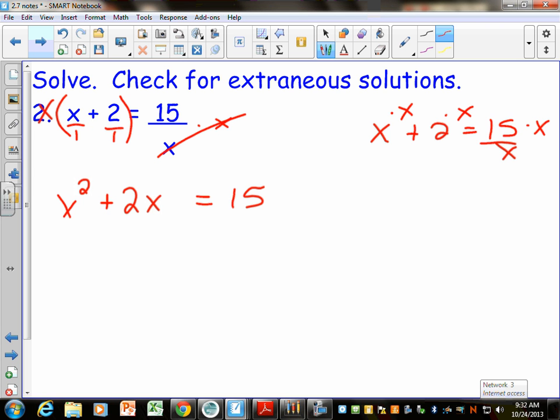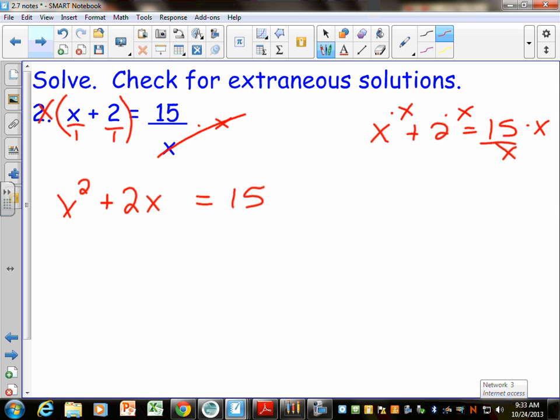How am I going to solve this? We could complete the square here. I'm a big factoring fan, so I always try to factor first. But complete the square is kind of set up for that, right? So what do you want to do? Factor or complete the square?